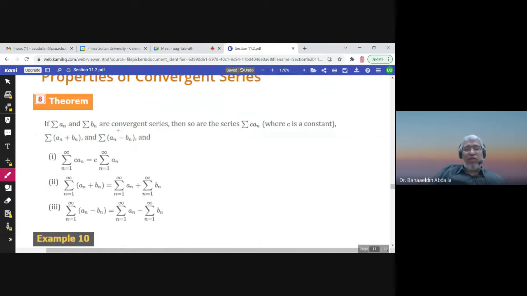Convergent series: if two series are convergent, then their sum is convergent, and their difference is convergent. Multiplying a convergent series by a constant, a number, is also convergent.